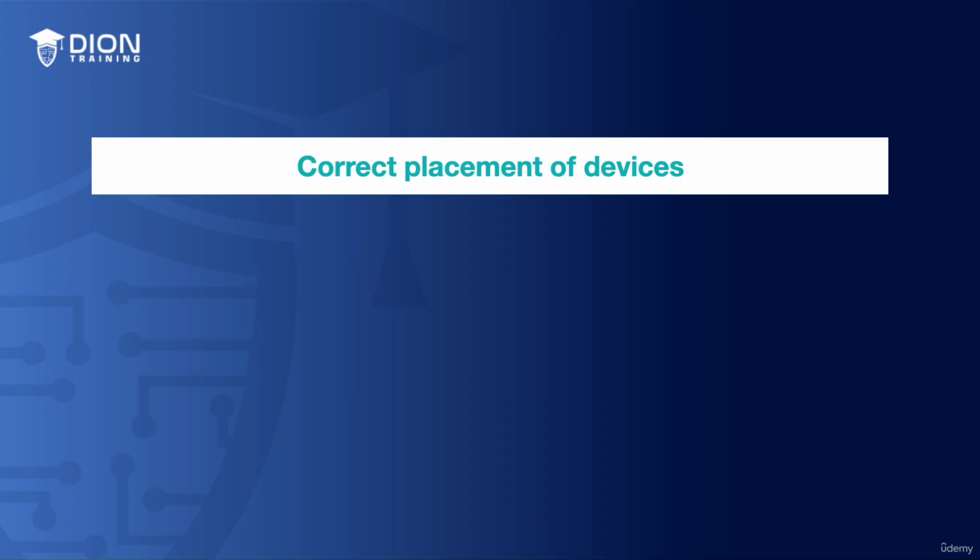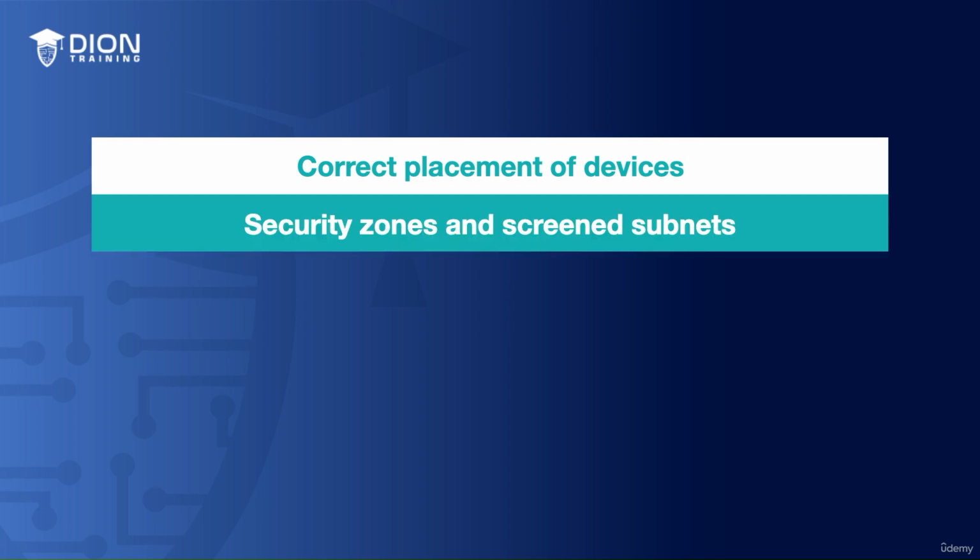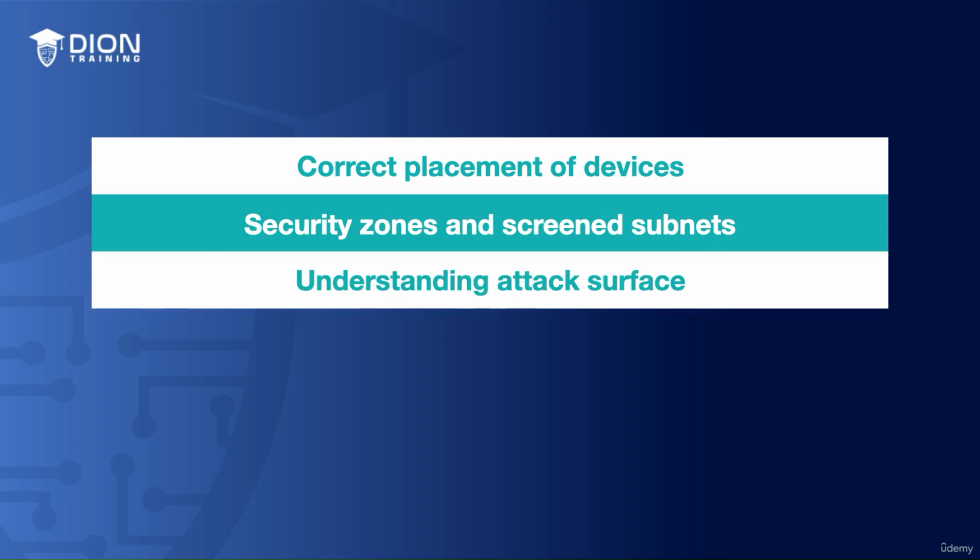So remember, infrastructure considerations play a pivotal role in the efficiency and security of a network environment. Therefore, it's important to consider the device placement in your network architecture so you can optimize your data flow and security. Security zones and screen subnets can also be used to help isolate and protect network segments inside of your architecture. As a cybersecurity professional, it is our job to understand our organization's attack surface and provide ways to minimize it so that our security is going to be increased.